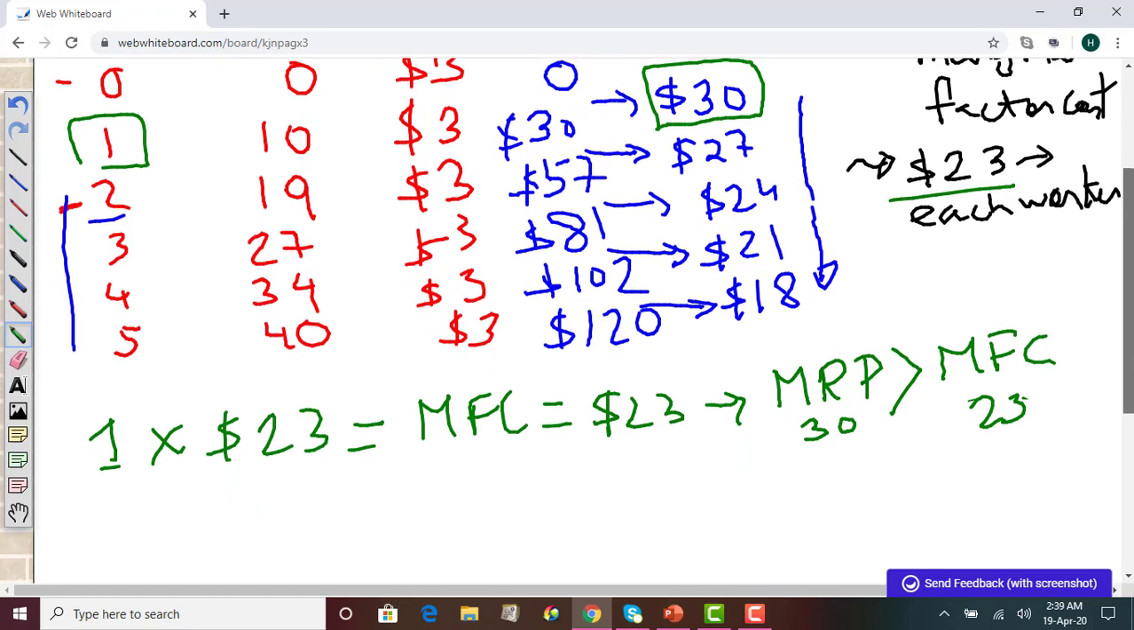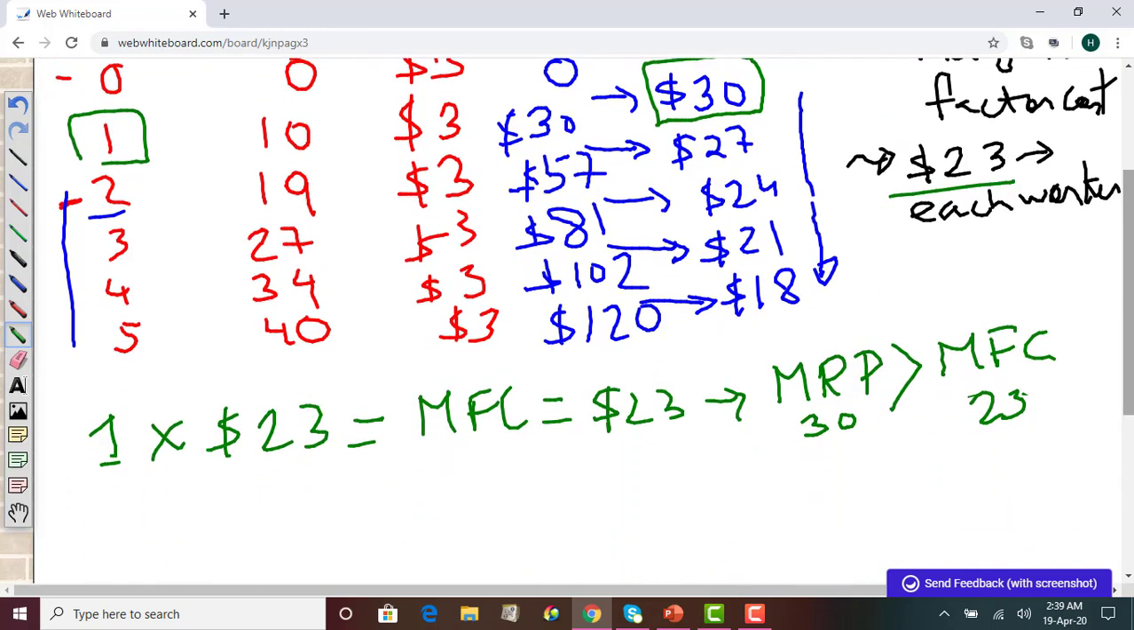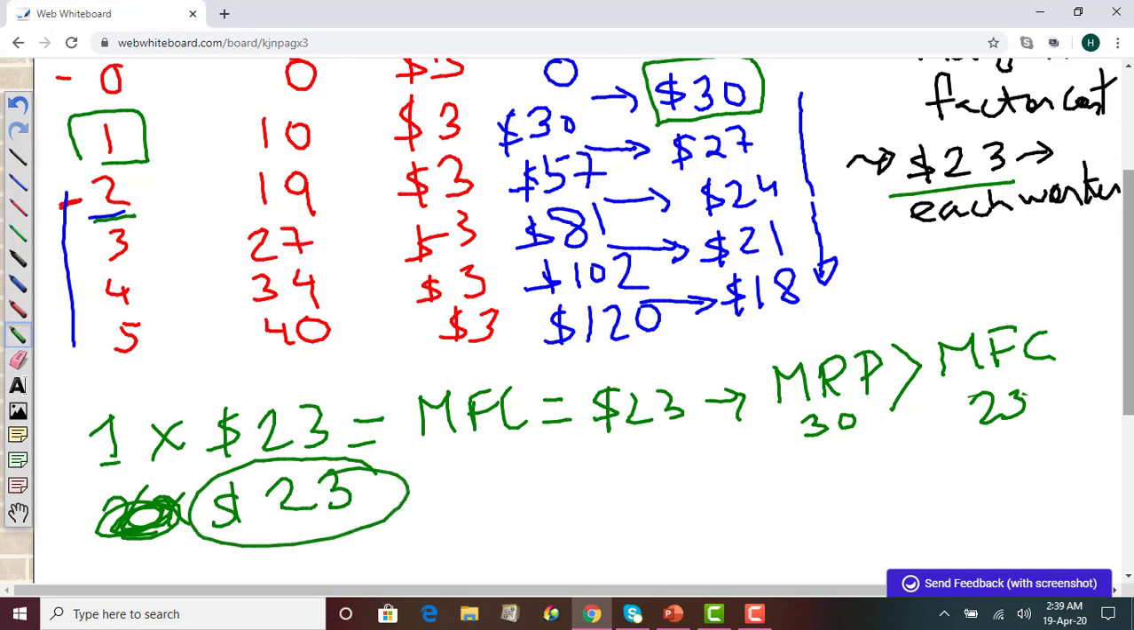So that means we will continue to go on, because we have to go on until MRP is equal to MFC. Okay, so let's look at the next point. If we hire 2 laborers, the cost is still $23 per worker. So 2 times 23. Well, we just look at the marginal cost. So the marginal cost is basically another $23, right? Now this $23 is less than $27.